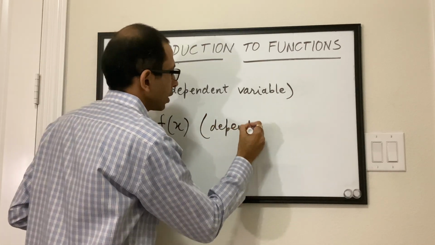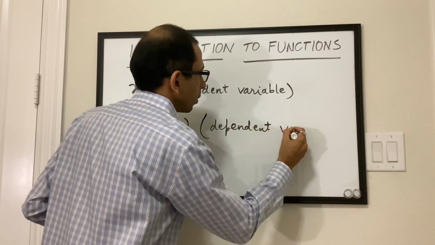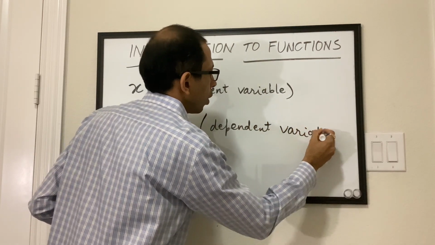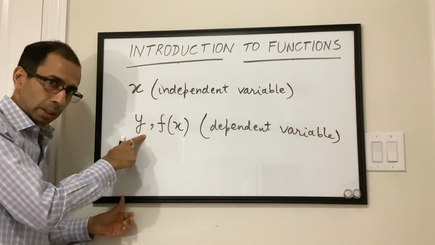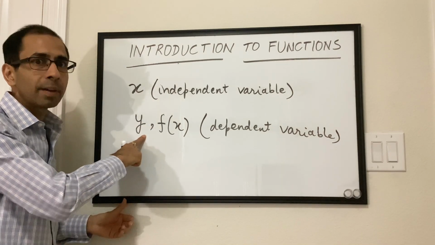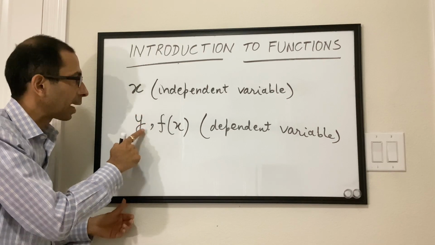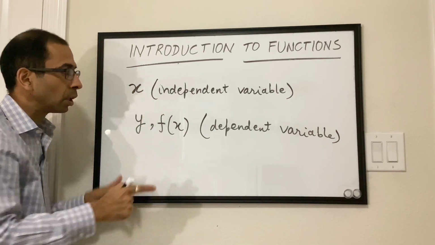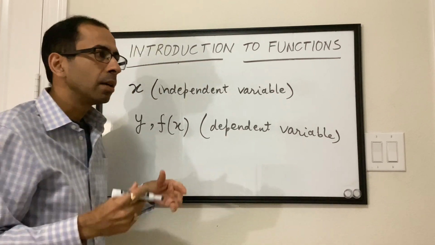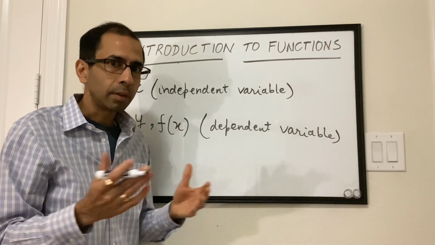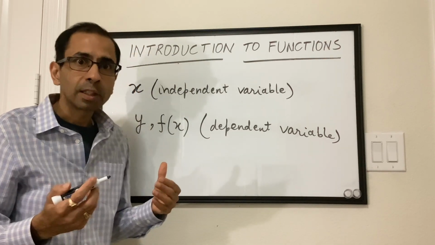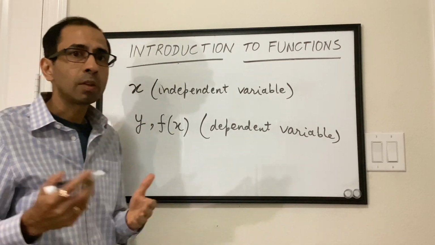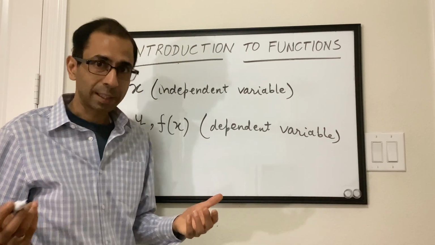Again, as the name suggests, this variable depends upon the value of x to determine its value. It cannot take any value it wants to. It has to depend upon x. So these are the 2 variables which are involved in that relationship. So what does it mean? Does it mean that any relationship between y and x will qualify for a function? No, that's not the case.